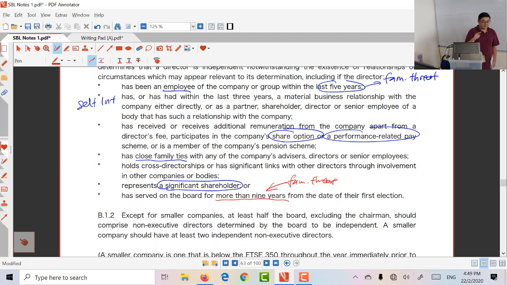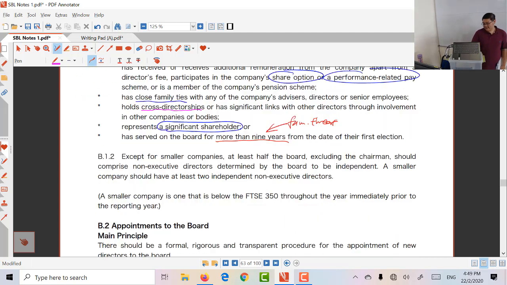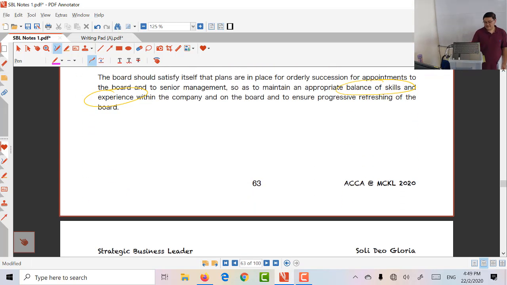So I still have one more that I'm not explaining to you, which is the third last from the bottom: cross directorship. What's a cross directorship? Let me see. Okay, I just use the space here. Now, let's say we have A PLC and B PLC, two companies. We have two executive directors here: John and, let's say, Smith.